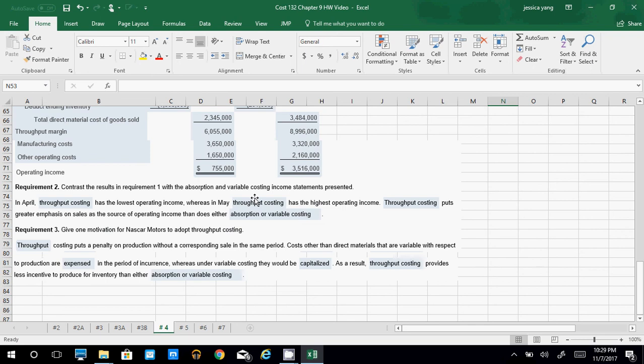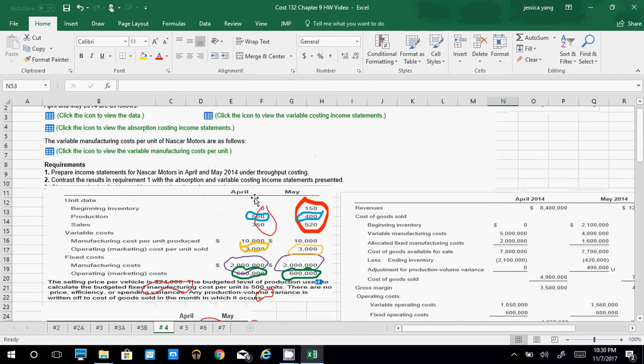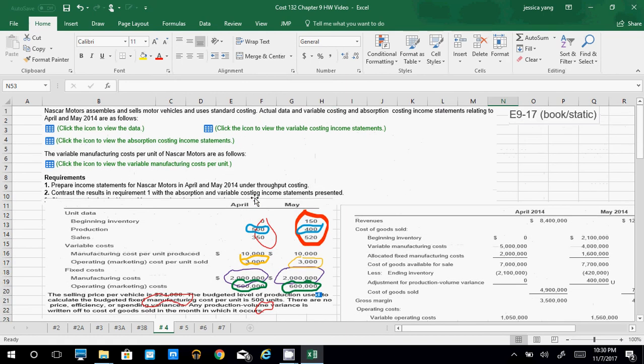Throughput costing puts a penalty on production without corresponding sales in the same period. Costs other than direct materials that are variable with respect to production are expensed in the period of occurrence, whereas under variable costing they will be capitalized. As a result, throughput costing provides less incentive to produce for inventory than either absorption or variable costing. So this wraps up the video for chapter 9 on homework problem E9-7.